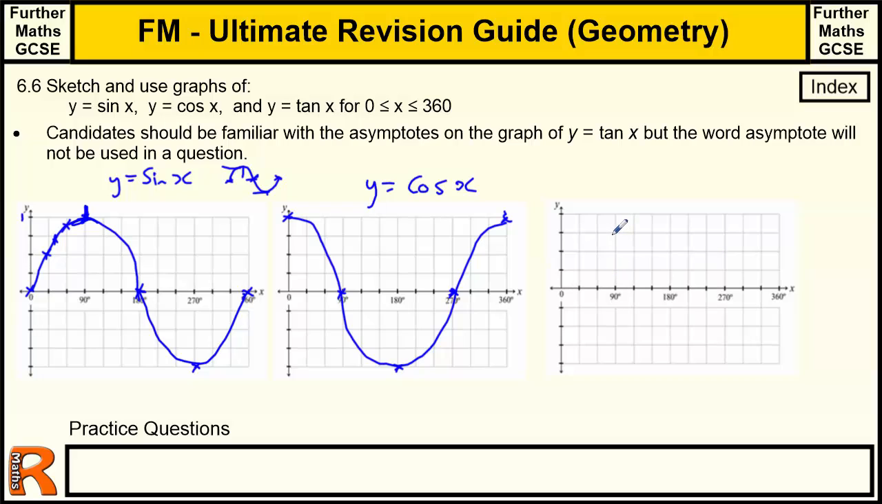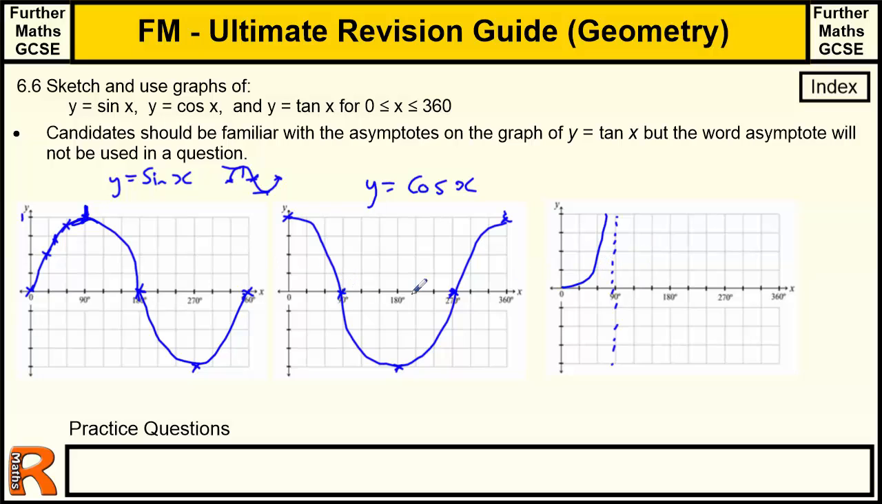And then we've got the tan graph. Now the tan graph has these things called asymptotes. The first one is at 90 degrees. The reason why it has an asymptote here is because the tan graph is made up of the sine and cos graph. Tan of any angle is just the sine value divided by the cos value. So when you get to 90 degrees, you're doing 1 divided by 0, which is undefined.